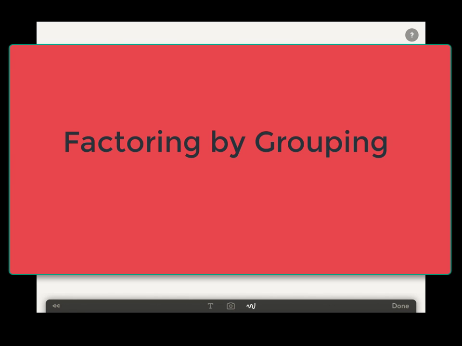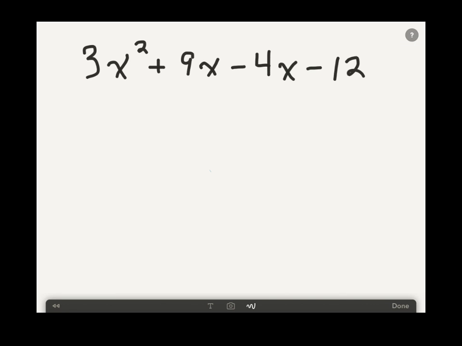Hello, this is Conra, and I'm going to do a problem by factoring by grouping. Factoring by grouping is something that you do when there are four terms, and we are going to factor each pair of terms. We are going to look for a greatest common factor in each of those pairs.